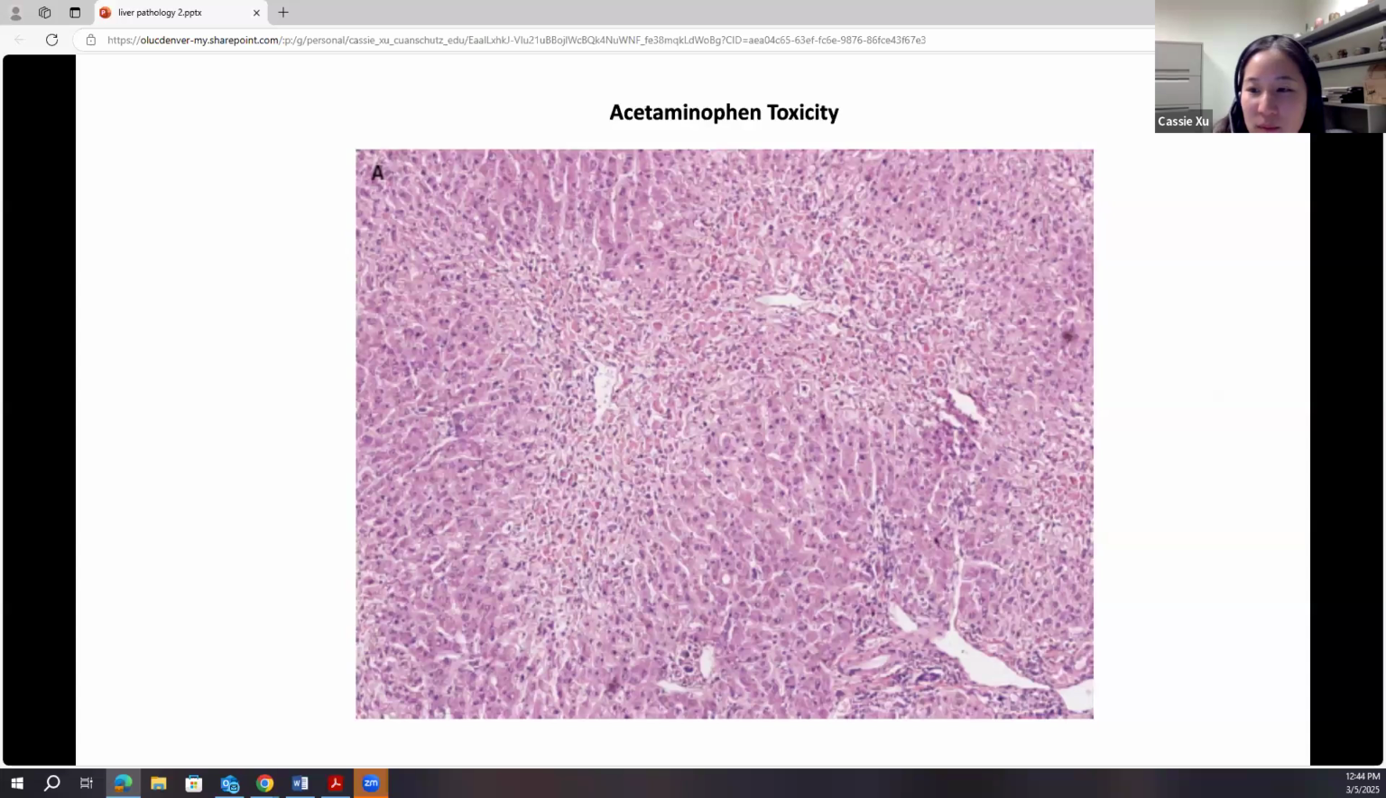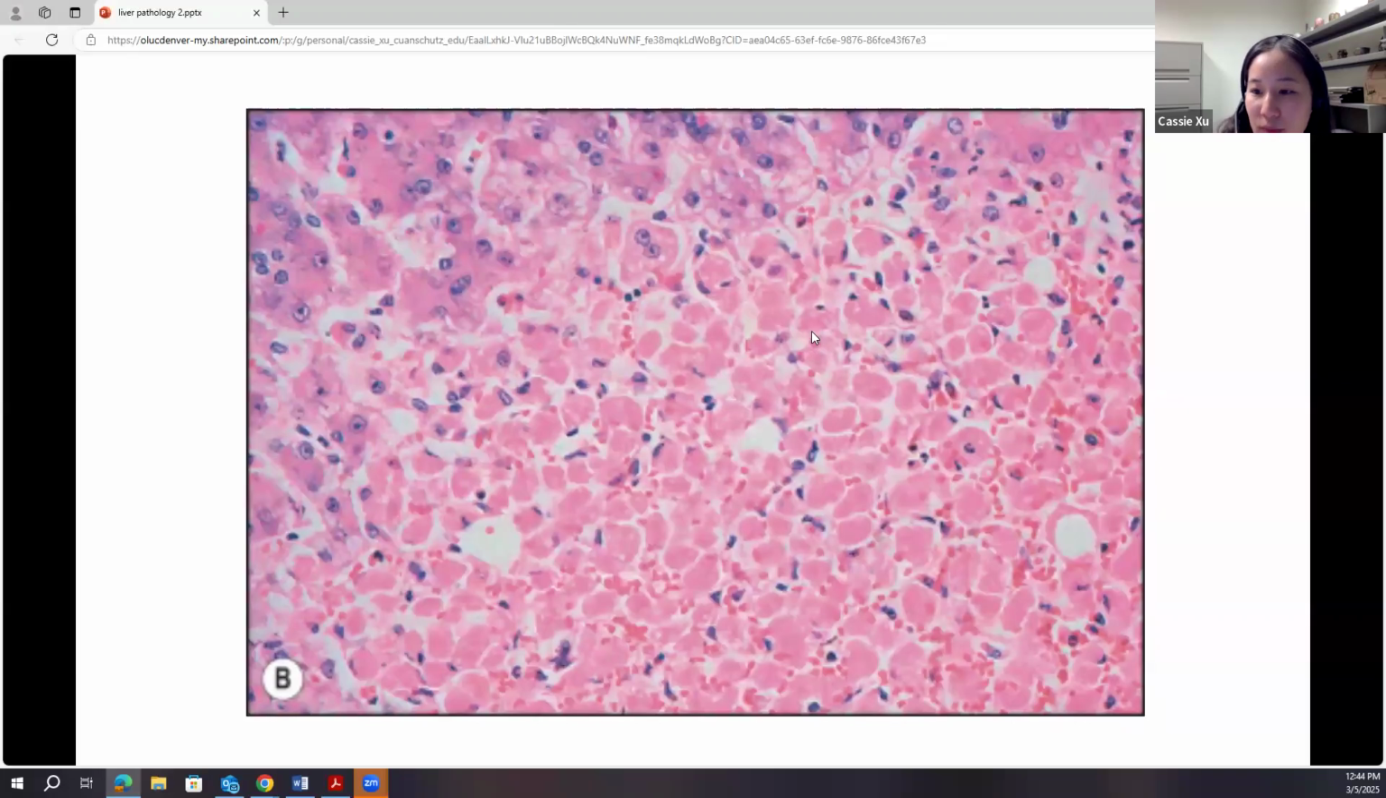And then the classic one that we learned in med school at least is acetaminophen toxicity. This is characterized by central lobular geographic hepatocyte necrosis. So these are central veins, and then you have necrosis of the hepatocytes in zone 3 around these veins. This is just a higher up picture of the necrosis that you see in acetaminophen toxicity. It's pink and fluffy, and there's no nucleus seen in the necrotic hepatocytes.